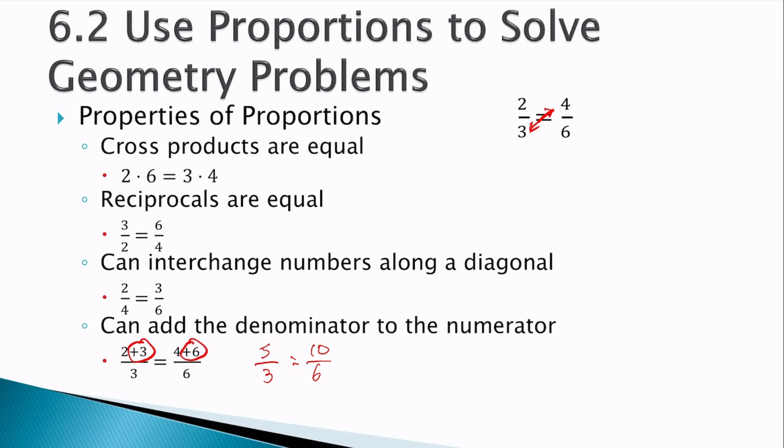And that's because when I added the 3 on top, it's like adding 3 over 3. And that's 1. When I add the 6 on top, it's like adding 6 over 6, which is 1. So I added 1 to both sides. So if they were equal before and I add 1 to both sides, it'll still be equal.